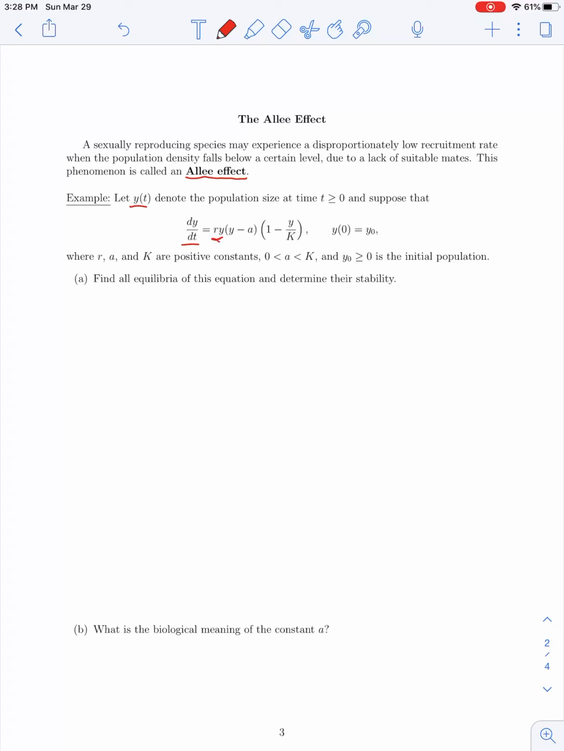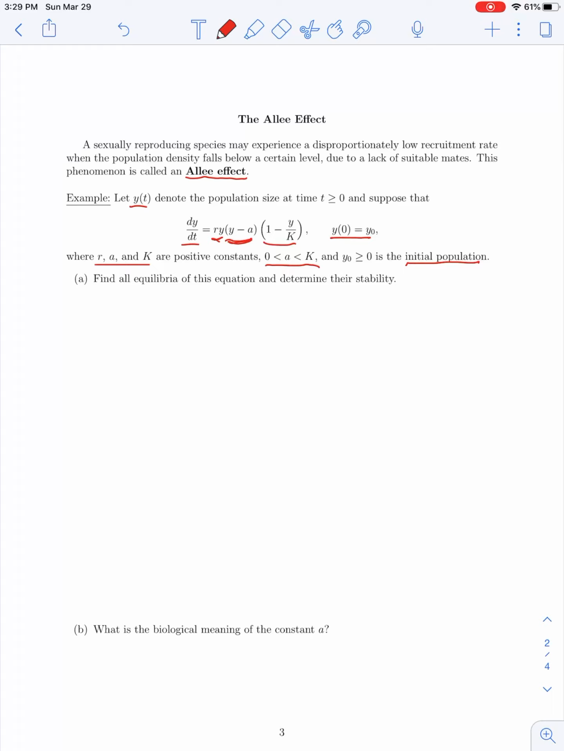And we will assume that the rate at which our population changes, that is the derivative of y, is given by r times y times 1 minus y over k. So it starts just like the logistic growth model. And then we have this extra factor of y minus a. And an initial condition, y of 0 is y naught, which is, again, our initial population size. And these constants, r, a, and k, are positive constants where the value of a lies between 0 and k.